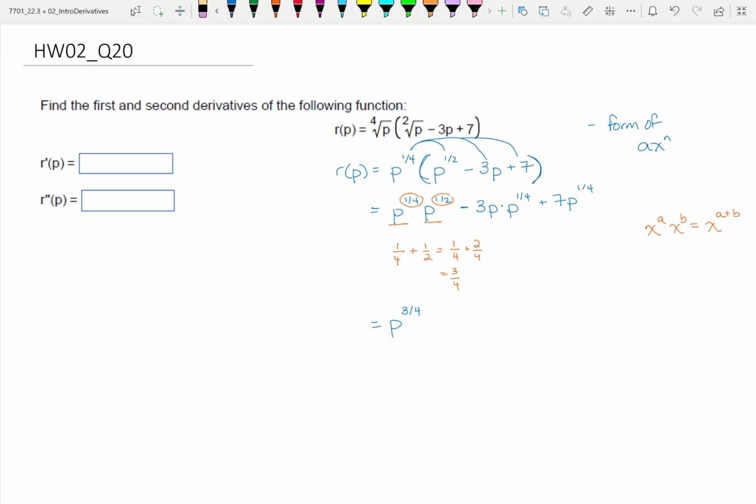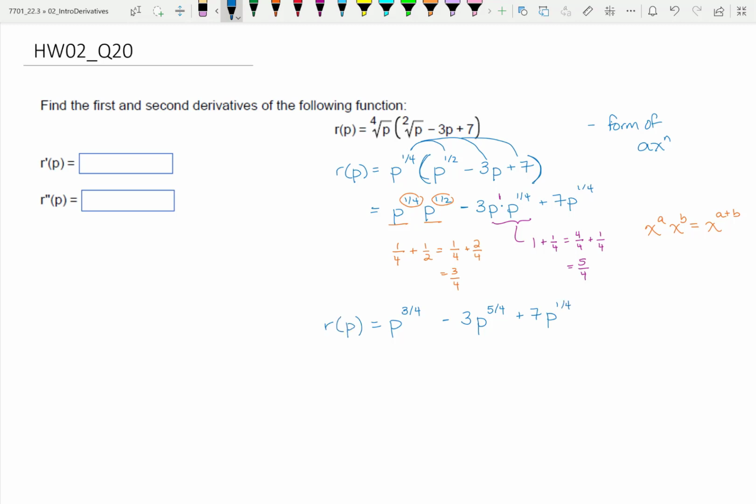Looking at the next term, minus 3. Now I have p to the power of 1. Let's not forget that when we don't have an exponent, it's implied that it is 1. Adding up 1 plus 1/4, adding up those exponents, is the same as 4/4, because I need to give it a common denominator, plus 1/4. So now I can just add up the numerators. I have 5/4. So this is going to give me p to the power of 5/4. And there's nothing to be done with that last term. It's 7p to the power of 1/4.